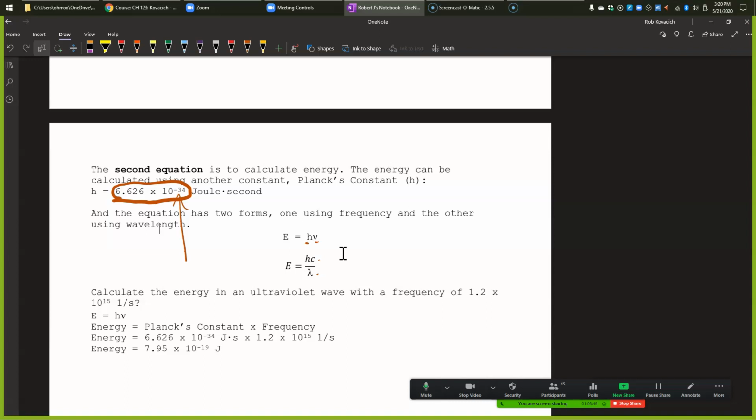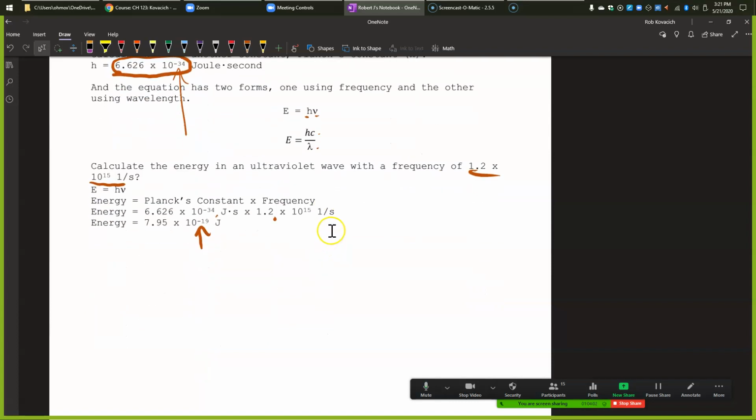So let's say I know the frequency is 1.2 times 10 to the 15th hertz. All right, great. I take Planck's constant, I multiply by that number, and I get this number. So how much energy is that? 7.5. Not a lot. It's ridiculously small. How much energy is a joule?